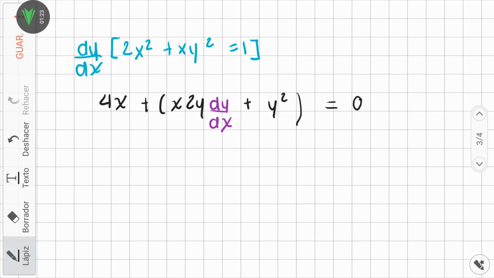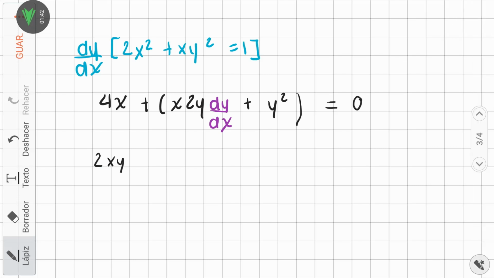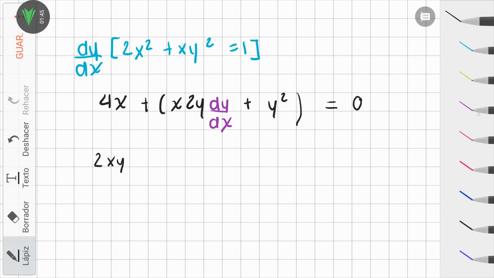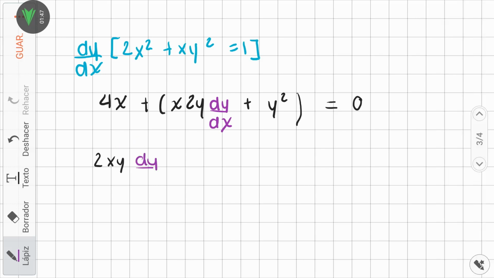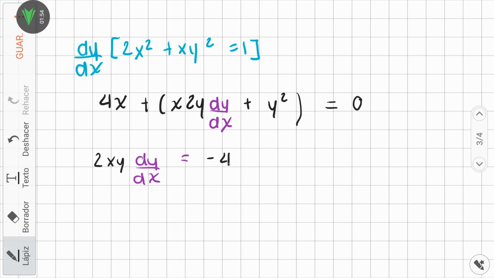Next step, you have to solve for dy/dx. In this case, all you have to do first is move everything to the other side, in this case the y squared and the 4x. So let's copy first. I'm going to order this so it can look nicer: 2xy, and then you have dy/dx is equal to, and you move everything to the other side, so that will be negative 4x minus y squared.